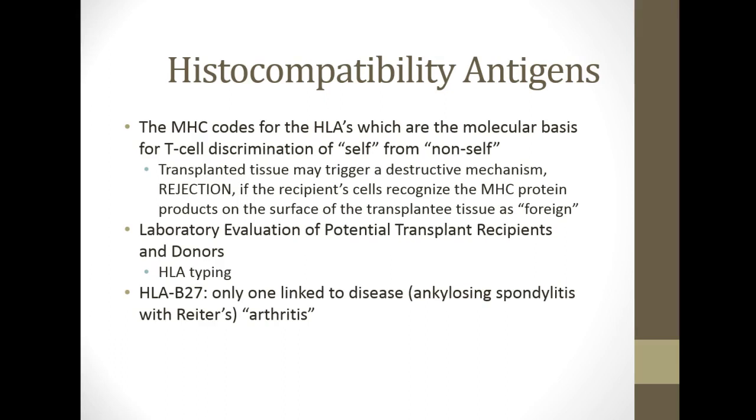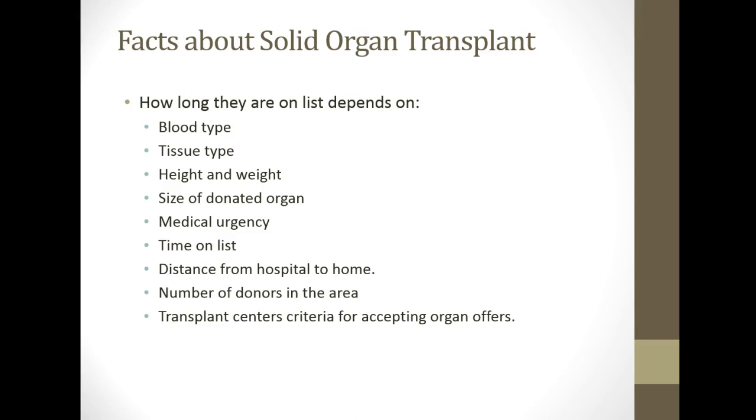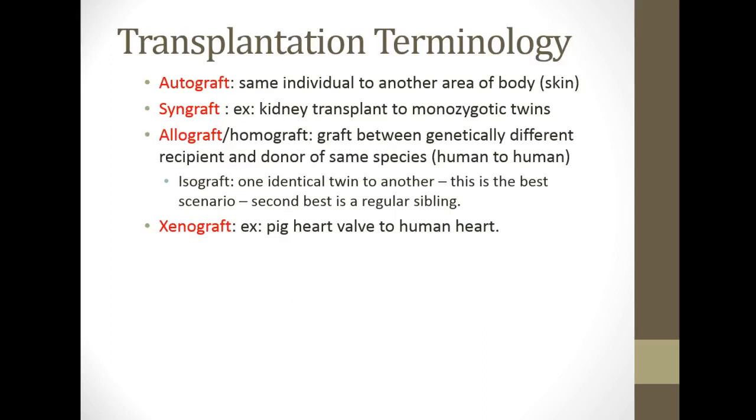So the laboratory evaluation we do, we look for HLA typing to make sure that Sally Sue's kidney will be a good fit for Kelly. We test both of them for HLA typing, and we want to make sure that they are as close as possible. So let's look at solid organ transplant. How long are people on the list for this? It depends on their blood type, their tissue type, height and weight, the size of the organ, the medical urgency, how long they've been on the list, how far they are from the hospital, how long it will take to get there, how many donors are in the area, and there are transplant center criteria as well.